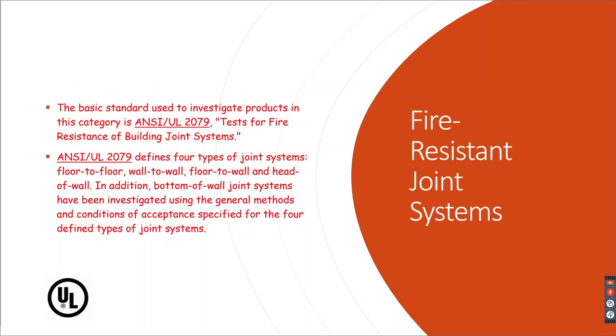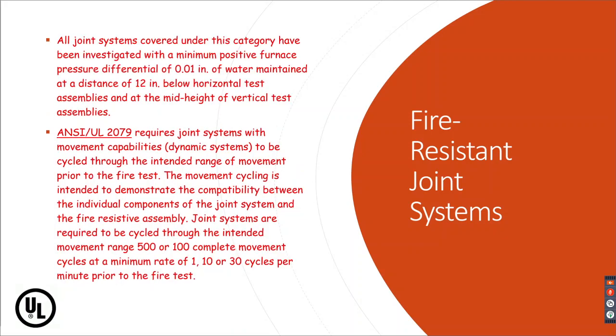And then the basic standard used to investigate the products in this category is ANSI or UL 2079, which is the test for fire resistance of building joint systems, of course. ANSI UL 2079 defines 4 types of joint systems: the floor to floor, wall to wall, and head of wall. And then in addition, the bottom of wall joint systems have been investigated using the general methods and conditions of acceptance specified for the 4 defined types of joint systems.